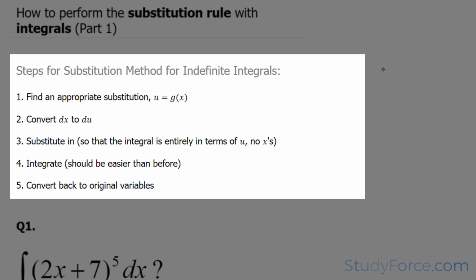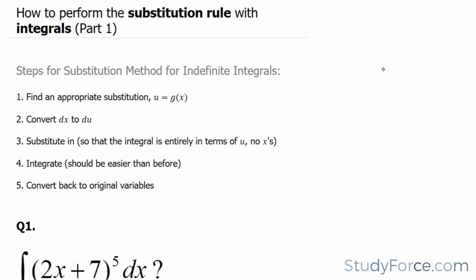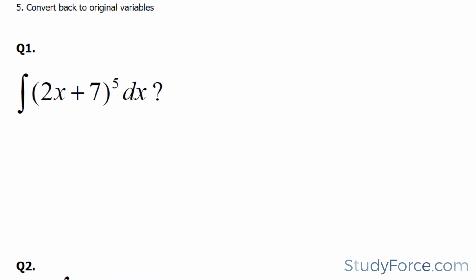First, you want to find an appropriate substitution where u is equal to g of x. Next, you want to convert dx to du. Third, you want to substitute in so that the integral is entirely in terms of u and there are no more x's. Fourth, integrate. This should be easier than before, and if it's not, then you've done something wrong. And then fifth, convert back to original variables. Let me show you with question number 1.